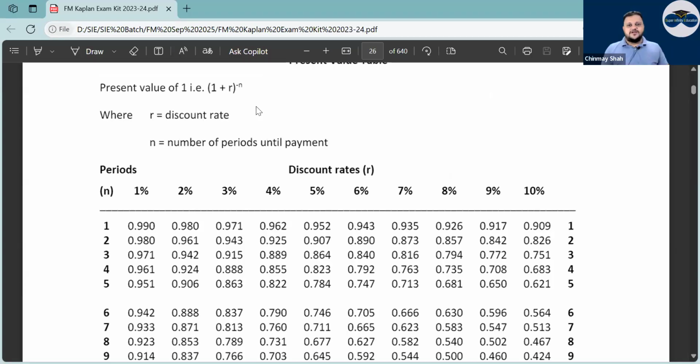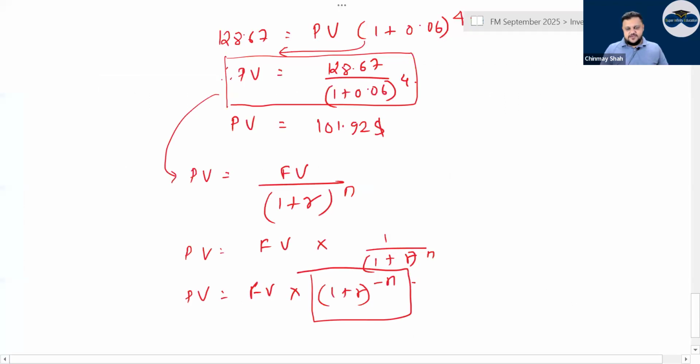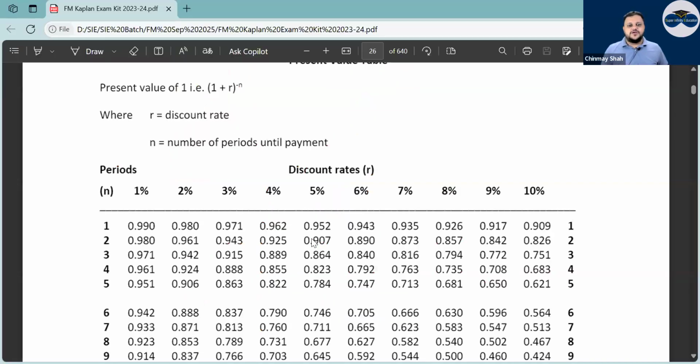So this formula that is there, or this part will be given to you in the exam, right? Correct. So for that, what you have to do, the table says what? Sir, 6% and 4 years, 0.792. You can use that. Correct. 6% and years, percent on the column, years on the rows.